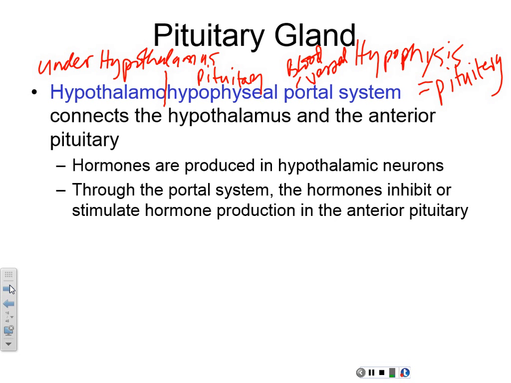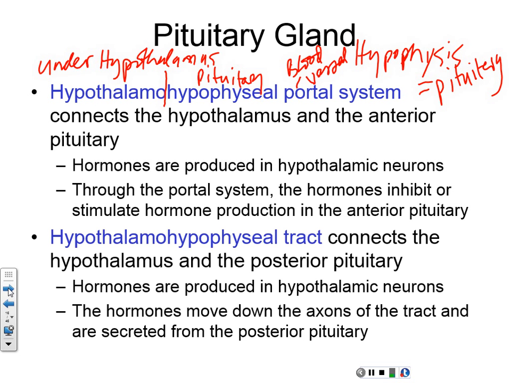So hormones are produced in hypothalamic neurons, and then they are released, and then they go through the blood, and then they will go and stimulate the anterior pituitary to release. Okay, here goes that word again.